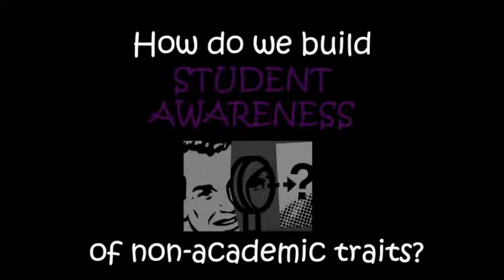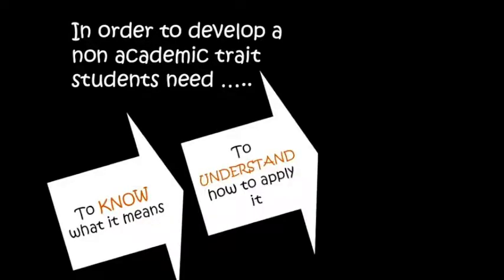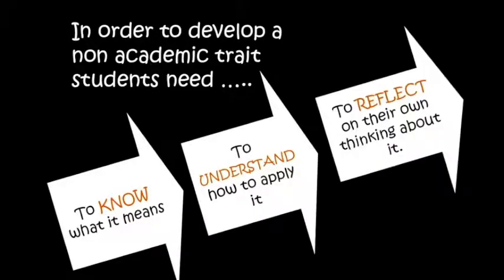This video will explain what our Action Research Group has learned about how to build student awareness of non-academic traits. In order to develop a non-academic trait, students need to be taught how to think about these traits. They need to know what the trait means, to understand how to apply it, and to reflect on their own thinking about the trait. Otherwise, they cannot consciously apply the trait or change their own behaviour.